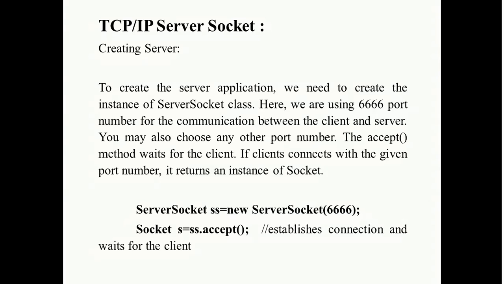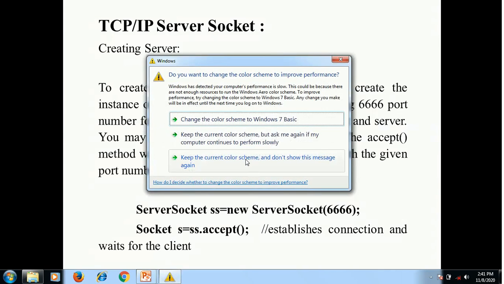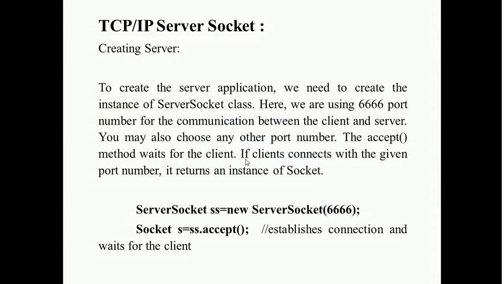So, TCP/IP server socket. In the last lecture we already saw there are 2 sockets. First is server socket and second is client socket. For the client communication, the client uses the Socket class and the server uses the ServerSocket class. So a total of 2 classes are used in TCP/IP. For the client communication, the Socket class is used, and for the server communication, the ServerSocket class is used.